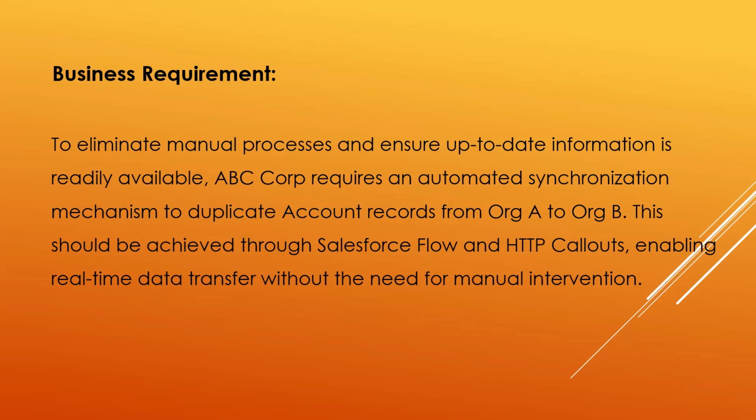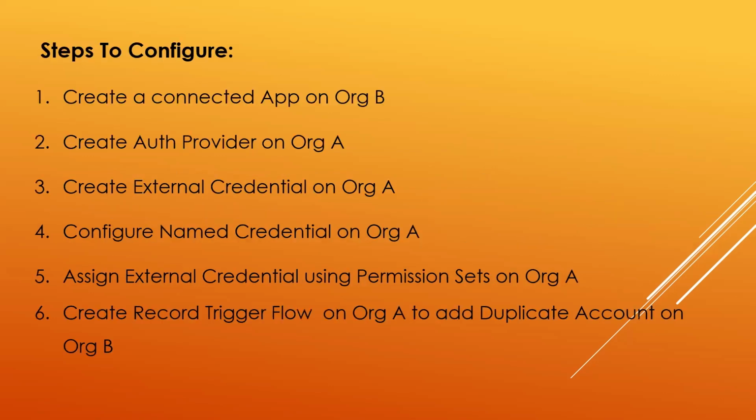So let me tell you the steps which we will follow. We will create a connected app on org B. We will create an auth provider on org A. So on org B, you only need to create a connected app, and the rest of the configurations will be implemented on org A, including the record trigger flow.